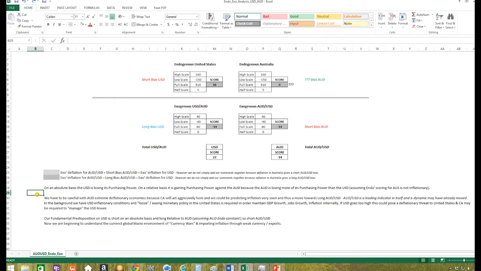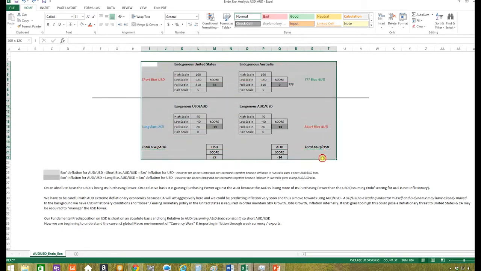So we have to be a little bit careful with our Aussie dollar extreme deflationary economics, because central authorities will act aggressively here, and we could be predicting inflation very soon and be moving towards a long Aussie dollar US dollar bias. And what we have to understand as well is that the Aussie dollar US dollar exchange rate itself is a leading indicator and is dynamic. So it may have already moved to actually price what is happening here in.